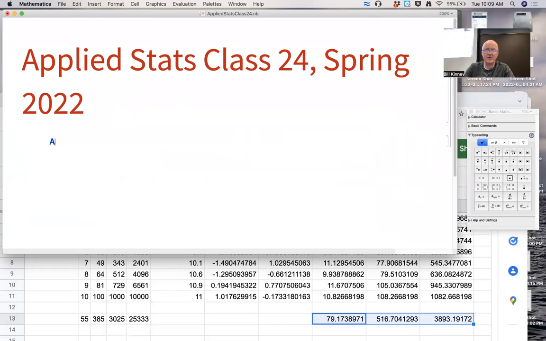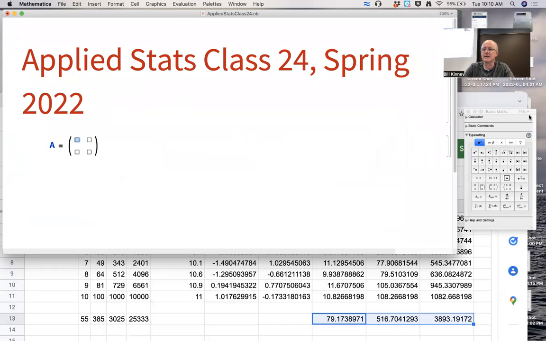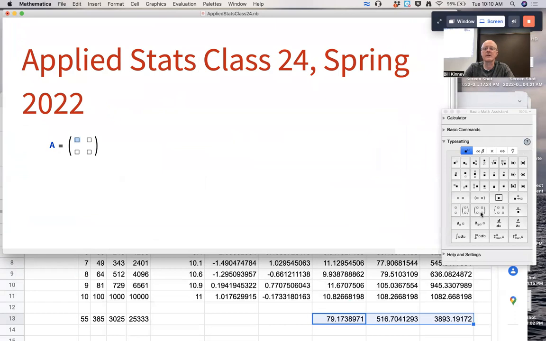Let's go ahead and call the matrix A as we often do. You can click the matrix button on the basic math assistant or the writing assistant. It's a 2x2 matrix right there. You can make it become 3x3 by doing first control comma to add a column and then control return to add a row.